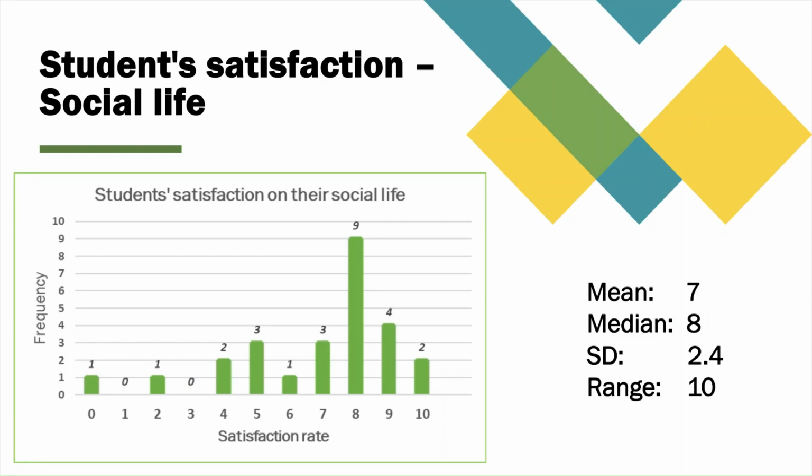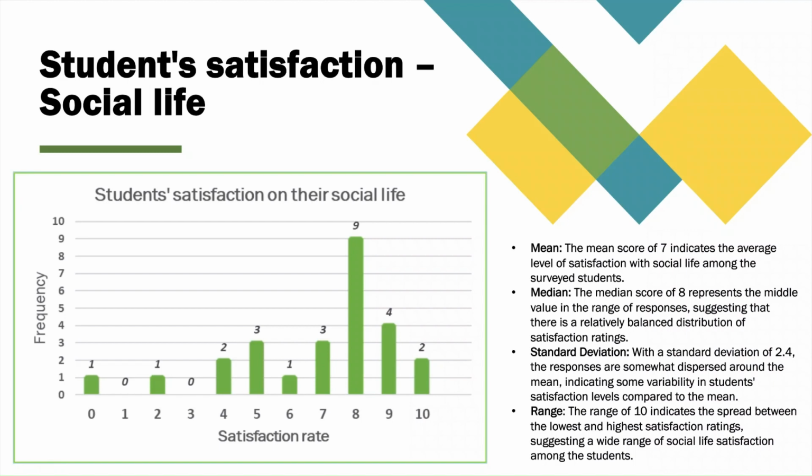So our first question, student satisfaction with their social life. Here we have a chart and we have it all charted out. We figured that the mean was 7, our median was 8, our standard deviation was 2.4, and our range was 10. So the mean score of 7 indicates the average level of satisfaction with social life among the survey students. The median score of 8 represents the middle value in the range of responses, suggesting that there is a relatively balanced distribution of satisfaction ratings.